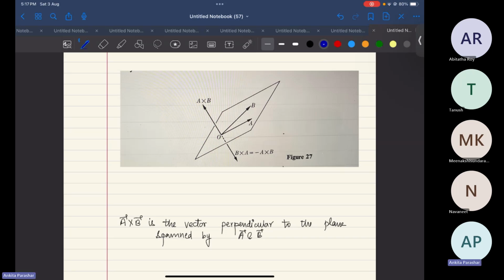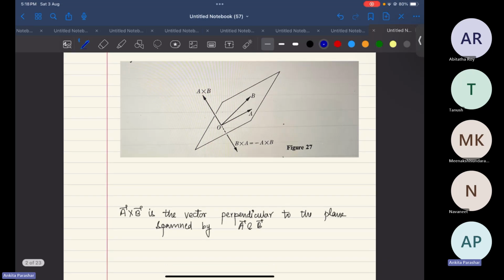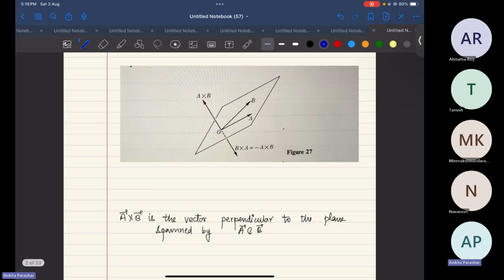Sorry. Okay, let me repeat. So, A cross B. What I want to say here is you take two vectors A and B and then generate a plane from those two vectors. A cross B is nothing but a perpendicular vector, which is not just perpendicular to the two vectors, but to the entire plane generated by those two vectors. So if you see in this diagram, A cross B is nothing but the normal to the plane generated by A and B. And of course, B cross A is in the negative direction, so you can see the negative of that vector.